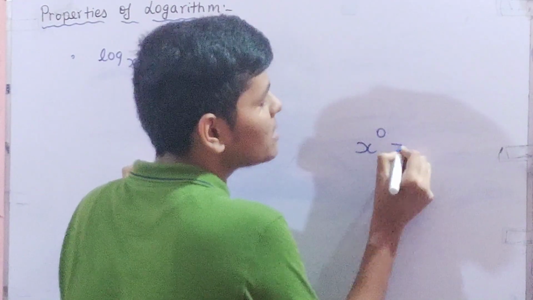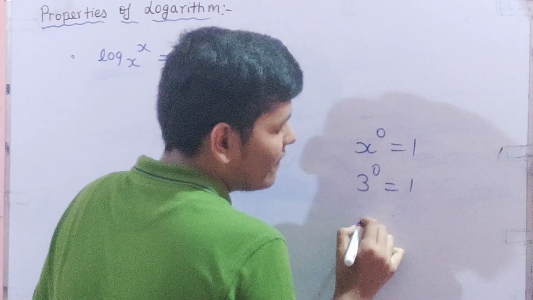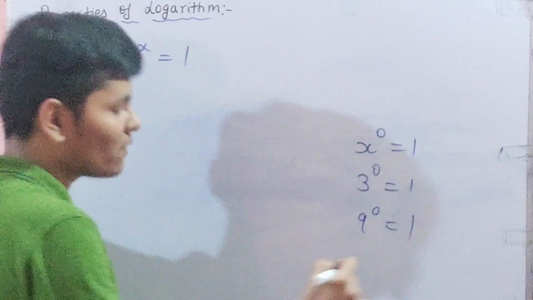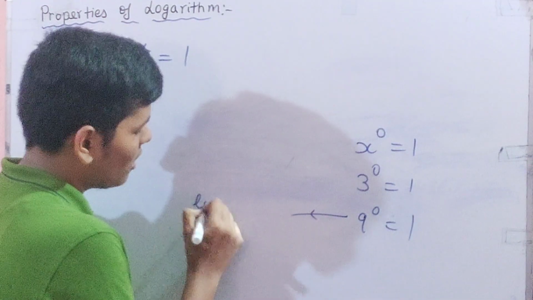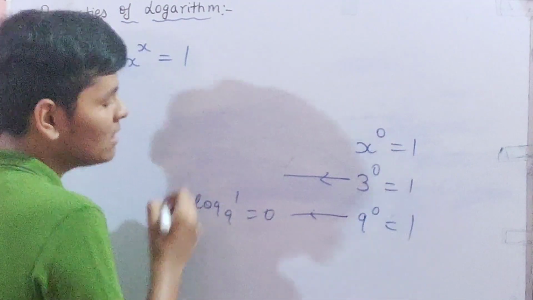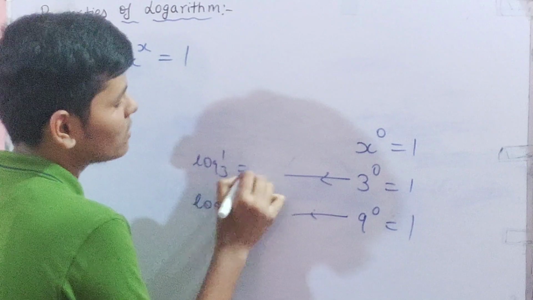Second property is, for that we have to assume another idea. We know anything x to the power 0 is equal to 1. If we take 3 to the power 0, that is 1. If we take 9 to the power 0, that is 1. If I try to express this in terms of logarithm, what will I get? Log of 1 to the base 9 is 0. If I try this again, log of 1 to the base 3 is equal to 0.